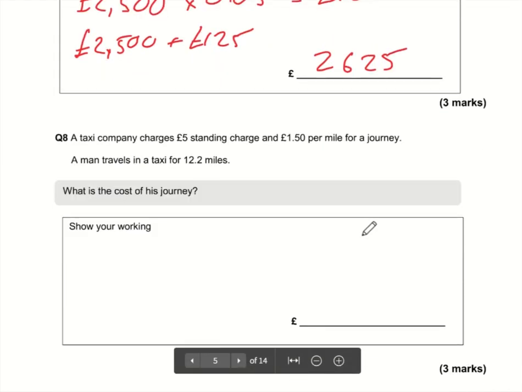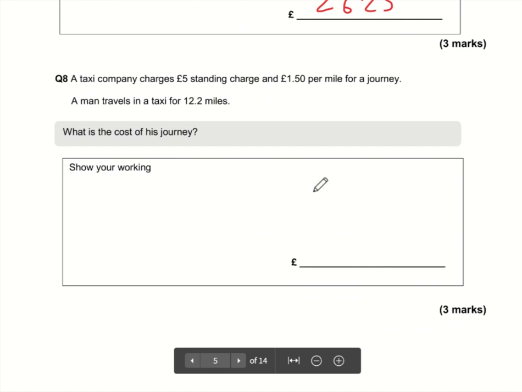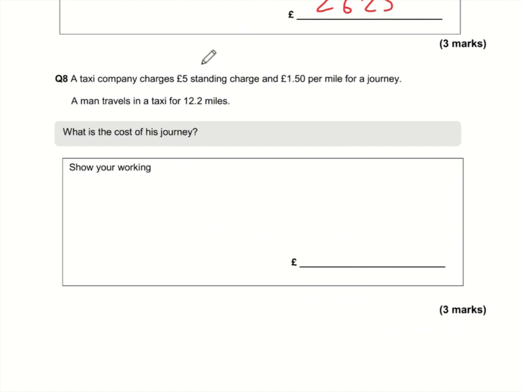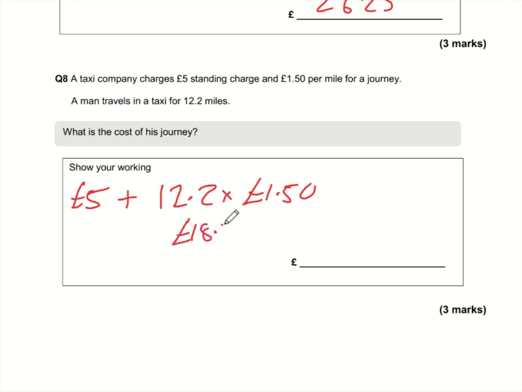Okay, on to question number 8. So this standing charge, it doesn't matter how long your journey is, if you're travelling 100 miles or 100 centimetres, you will always be charged that £5. And on top of that, you'll be charged £1.50 per mile. So we're travelling 12.2 miles. So on top of the £5, it's 12.2 lots of £1.50. So let's work out what 12.2 times by £1.50 is. That is £18.30. And adding on top of that the £5 standing charge, that is £23.30.